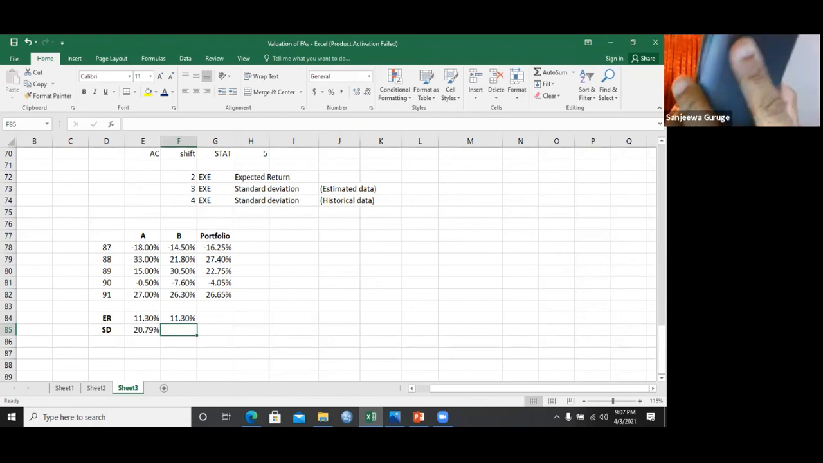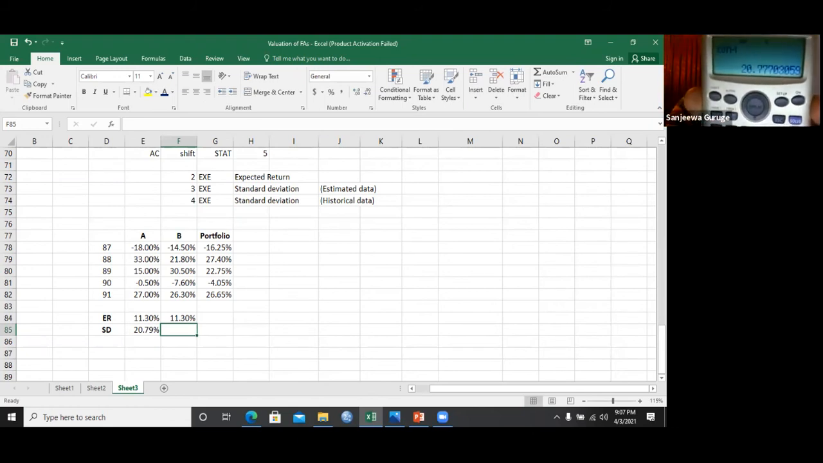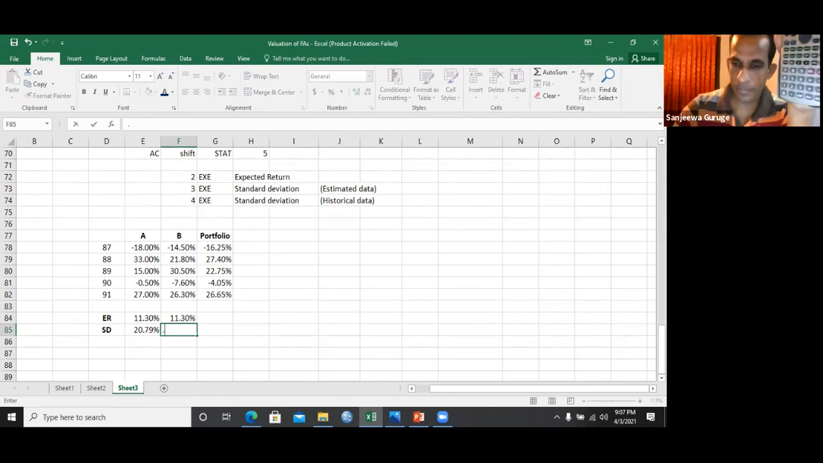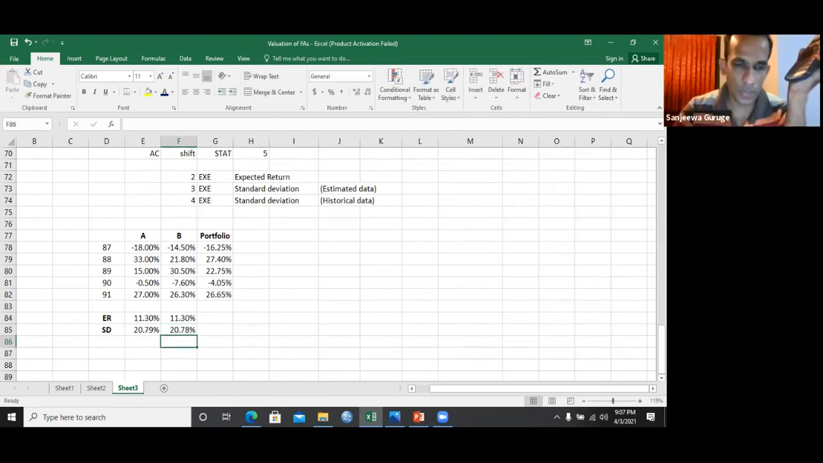And then to get the standard deviation, AC, shift stat 5. When you press 4, you get the standard deviation. What is the standard deviation? 20.777, so that means 20.78. The same calculation you can do for the portfolio also.